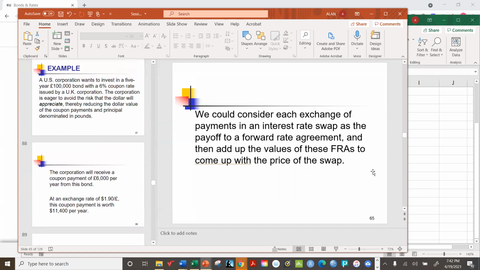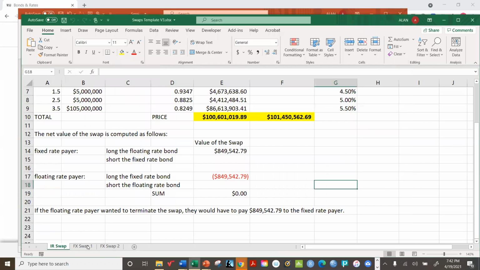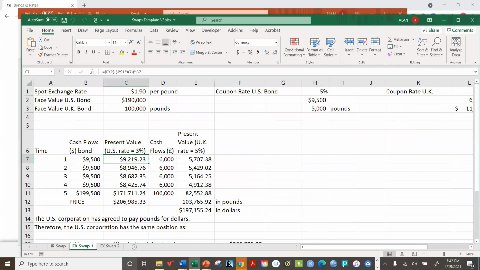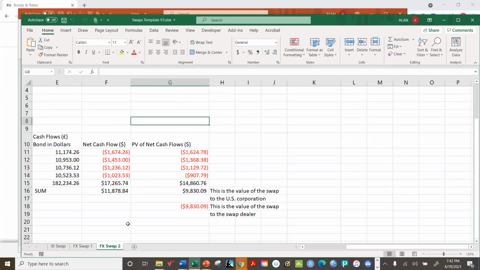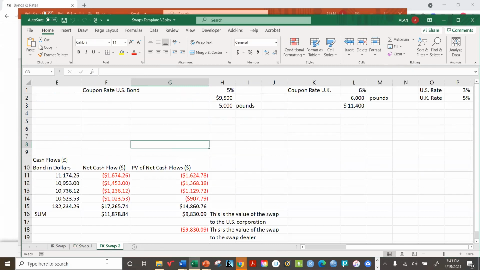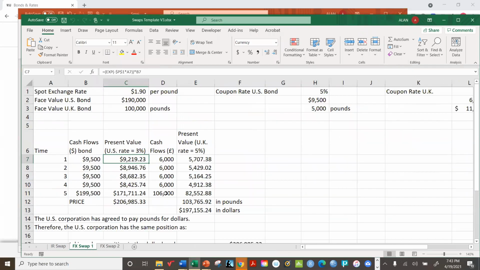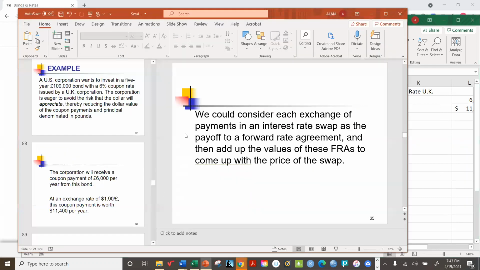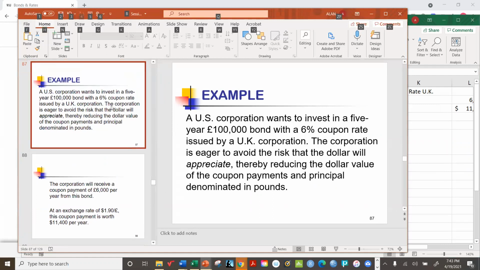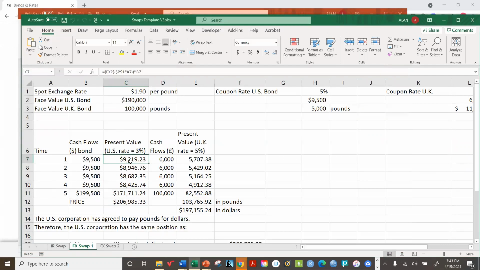But it also can be thought of as an exchange of two different bonds, just like the interest rate swap. So we're going to look at both approaches. By the time we're done with that, I guess we'll be out of time, but we'll be very good at pricing both interest rate and currency swaps.